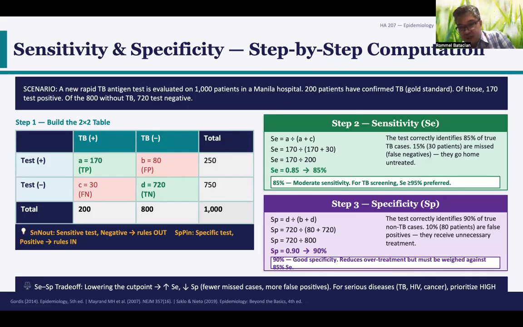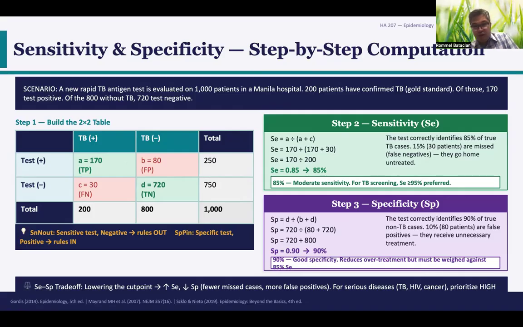Next, you would compute sensitivity. It is the true positives divided by the true positives plus the false negatives, and then multiplied by 100 because this is expressed as a percentage. So 170 divided by 200, that's 85%. The interpretation is the test correctly identifies 85% of true TB cases. 15% are missed. That's the problem, because they go home untreated.